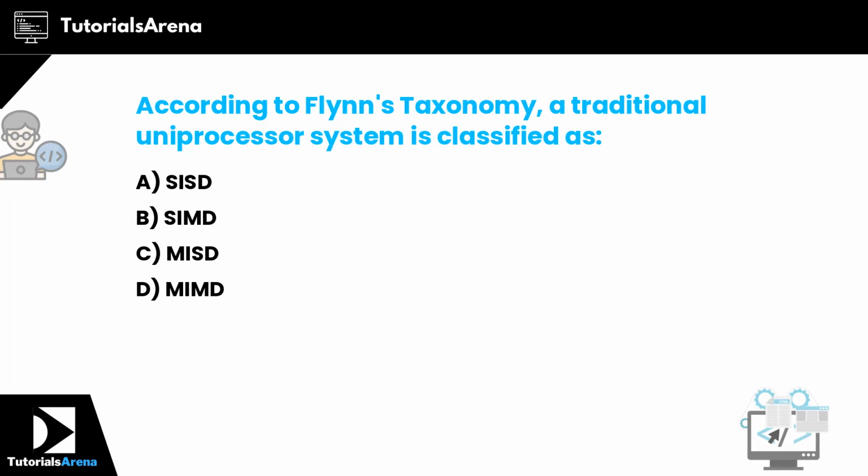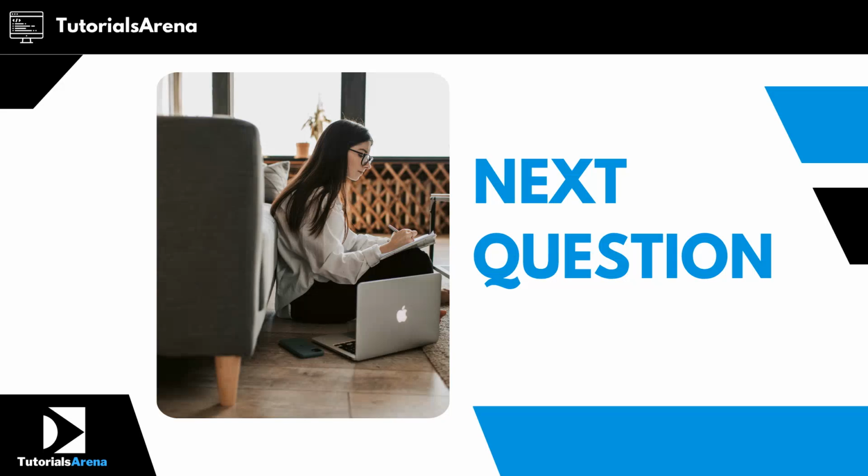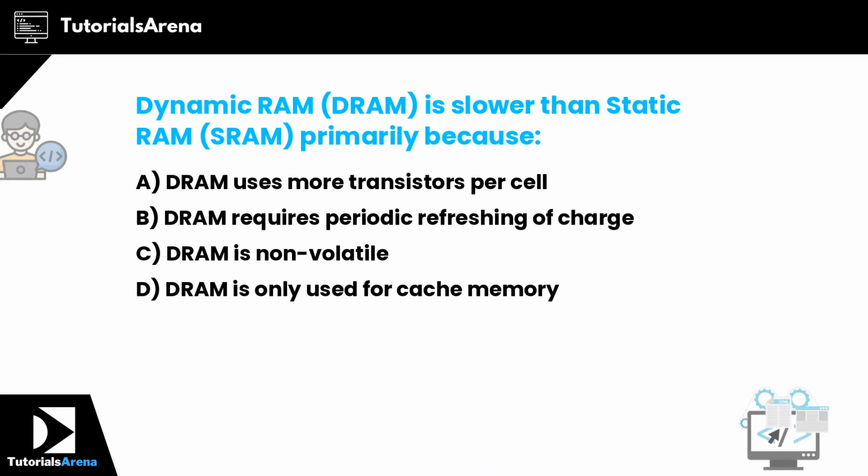According to Flynn's taxonomy, a traditional uniprocessor system is classified as. The correct answer is option A, SISD. Dynamic RAM, DRAM, is slower than static RAM, SRAM, primarily because. The correct answer is option B, DRAM requires periodic refreshing of charge.